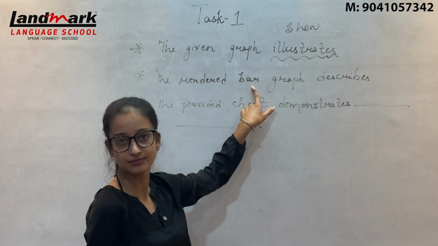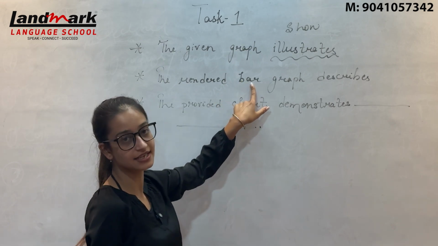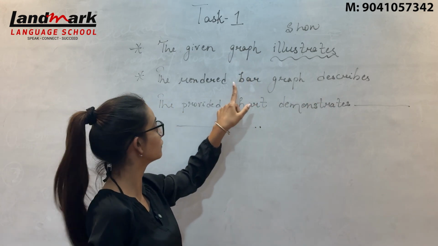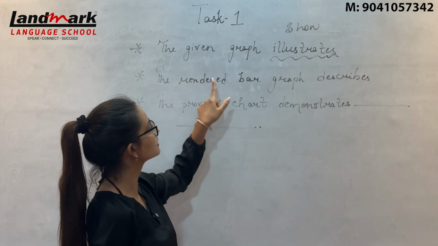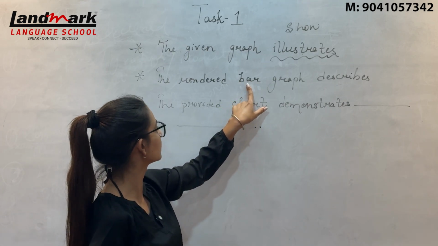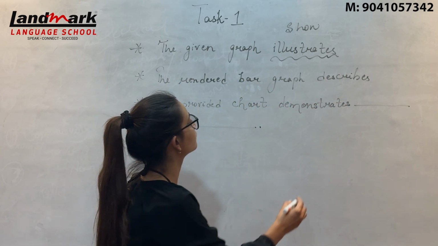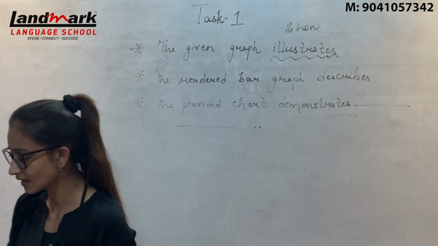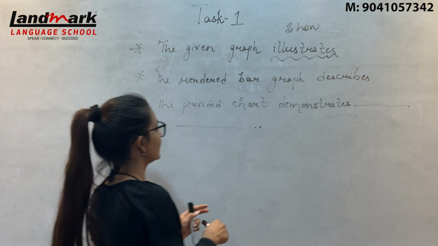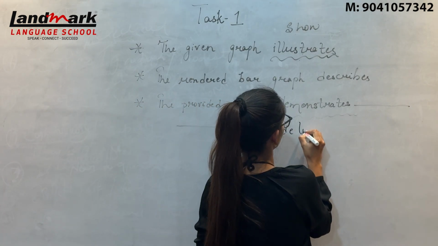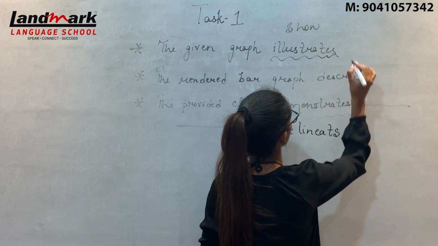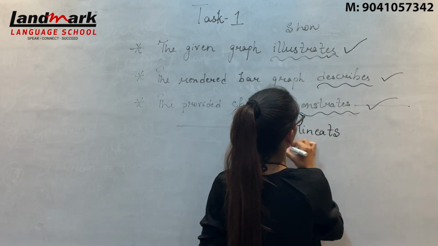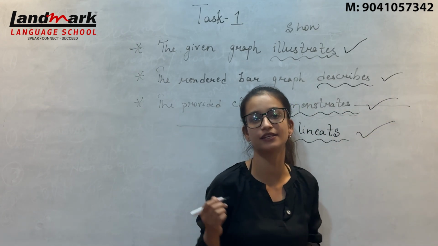Here you must describe Task 1 according to its type. If it is a table, you will write the rendered table describes. If it is a bar graph, then you will say the rendered bar graph, and if it is a pie chart, it would be pie chart. For describes we have demonstrates and illustrates, and one more is delineates. So these are your ways of starting Task 1 in your intro part.